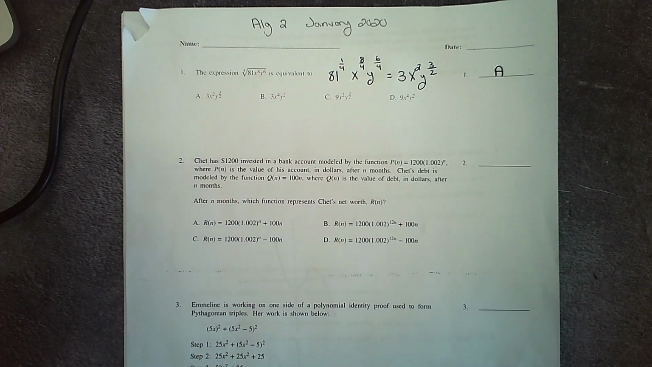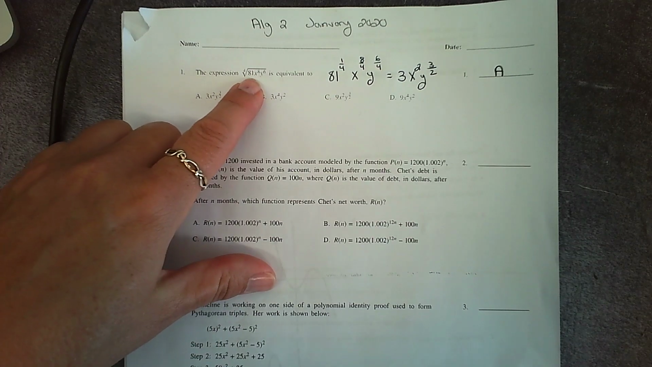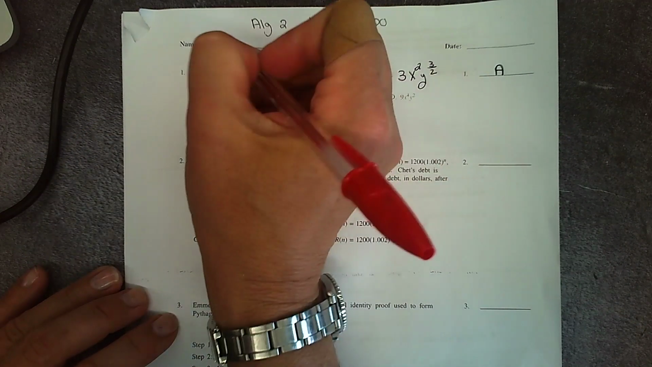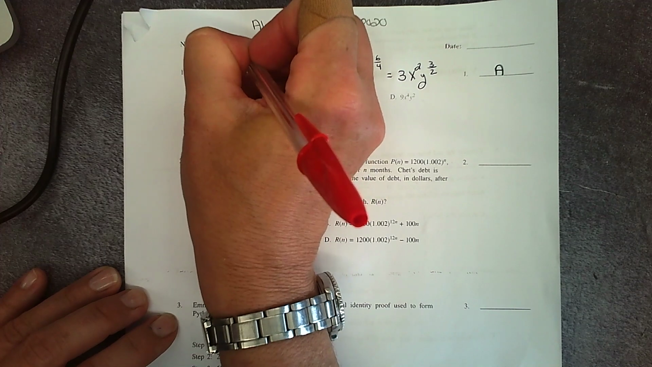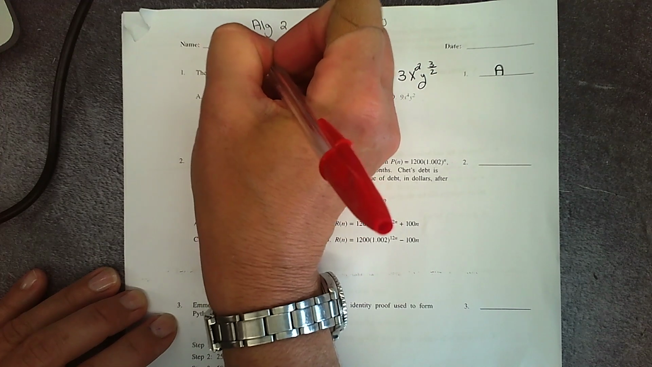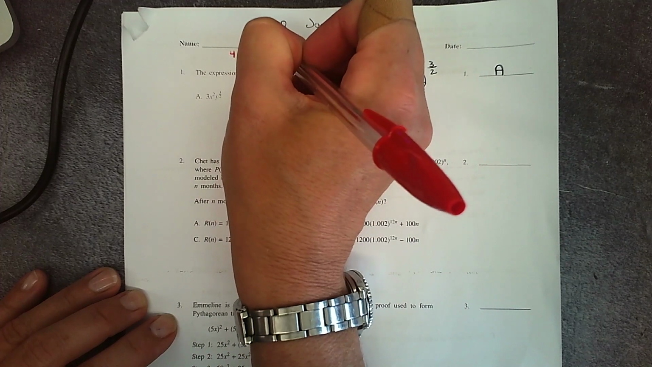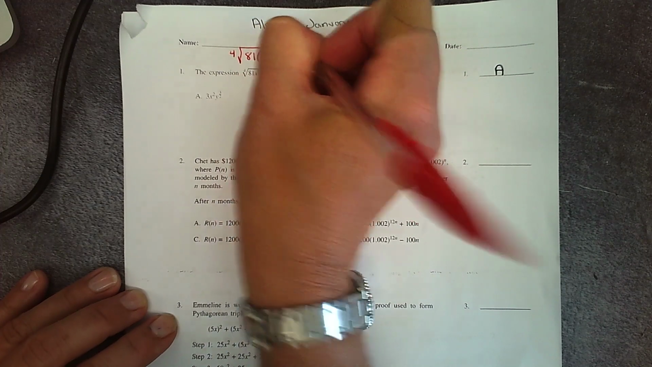Now, another way of doing it: plug in 3 for x, 4 for y. So if I do that, I'm going to do the fourth root. We're going to do 81, 3 to the 8, 4 to the 6, right?